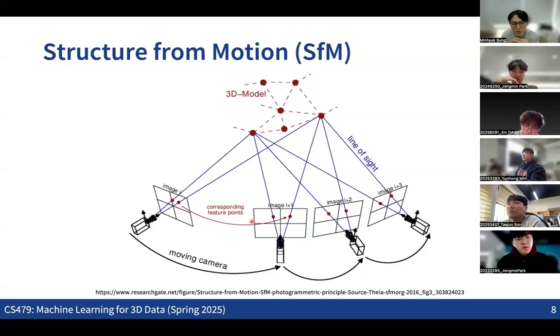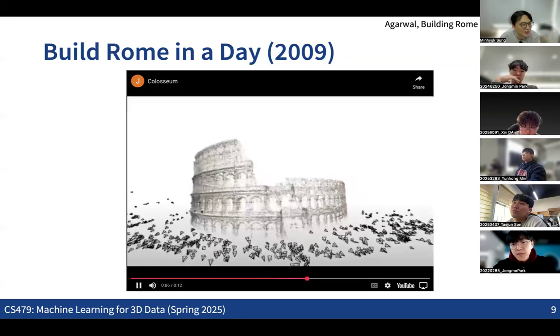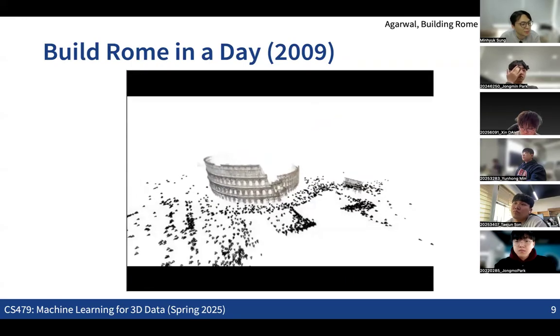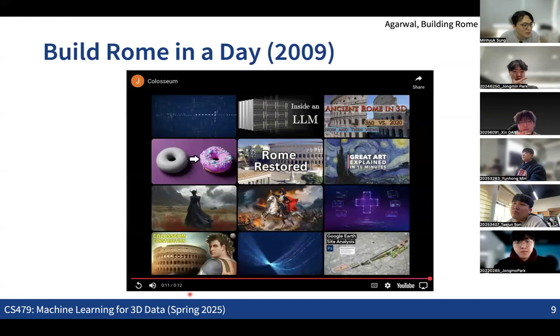I guess some of you might have heard about this technique, which is called structure from motion. Even about 16 years ago, we could see very amazing results, reconstructing an entire building like this. This is the result of collecting some images. So let me switch the pointer.